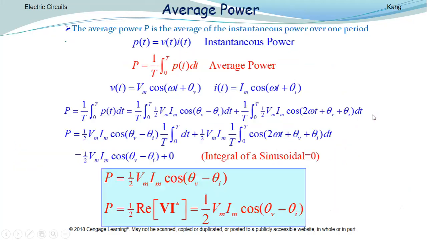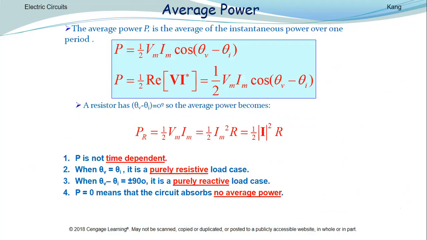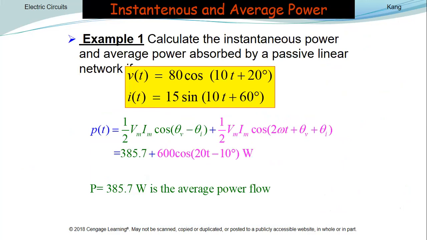So let's move towards some numerical portion of my instantaneous power. Yes, this one. Calculate the instantaneous power and average power absorbed by a passive linear network. There are two quantities: first, v(t) equals 80 cos(10t plus 20), and the second, my current, equals 15 sin(10t plus 60). So first, for the solution, p(t), instantaneous power, will be equal to v(t) multiplied by i(t).